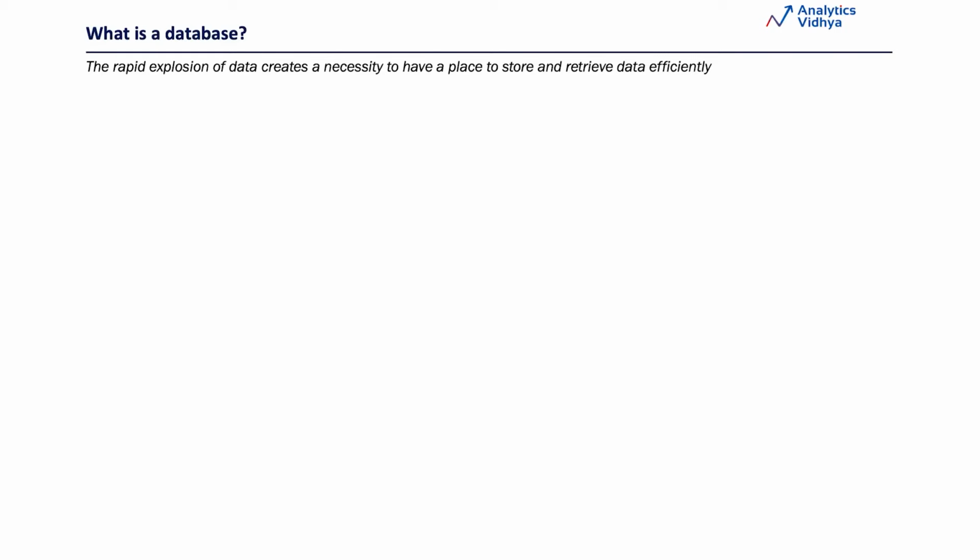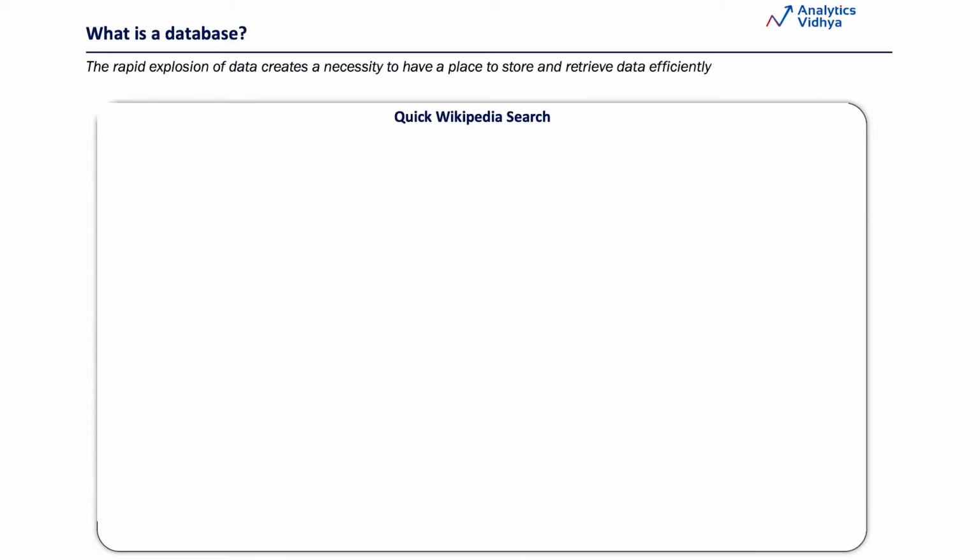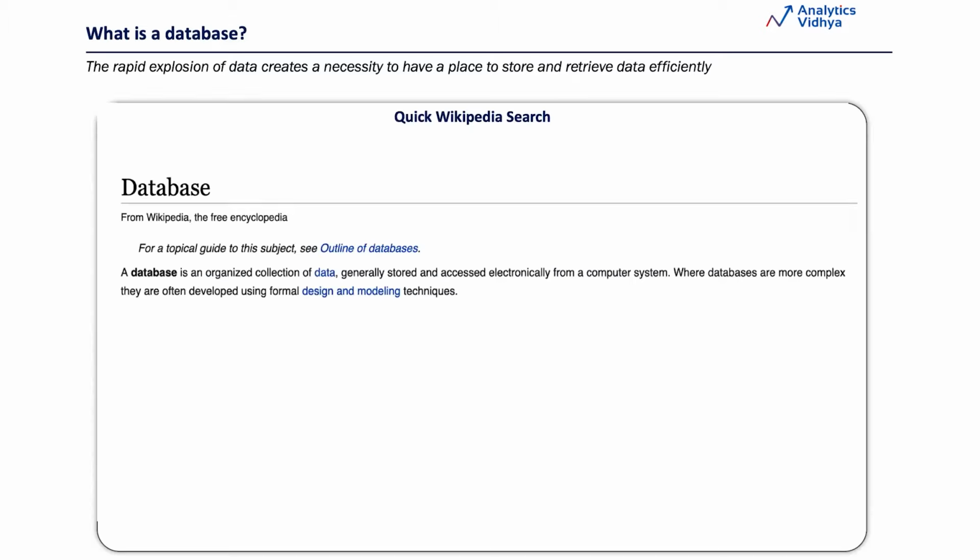So what exactly is a database? A quick Wikipedia search reveals this. A database is an organized collection of data, generally stored and accessed electronically from a computer system. Where databases are more complex, they are often developed using formal design and modeling techniques.